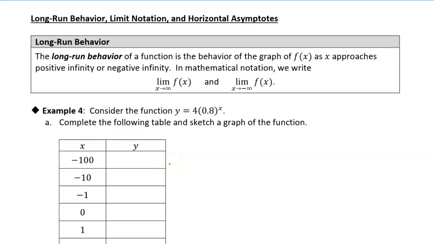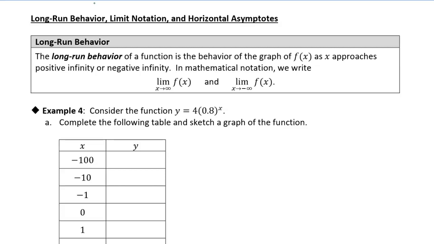All right, in this example, we're going to explore long-run behavior and limit notation and apply it to an exponential function, and also talk about horizontal asymptotes. All right, so long-run behavior. Long-run behavior of a function is just the behavior of the function as x gets bigger and bigger, either in the positive or negative direction. So it either approaches infinity or negative infinity.